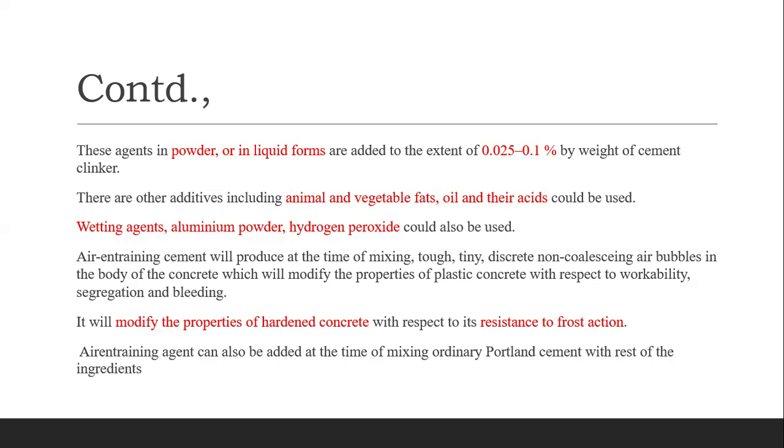The main advantage of using air entrained cement is that it has higher resistance against frost action.